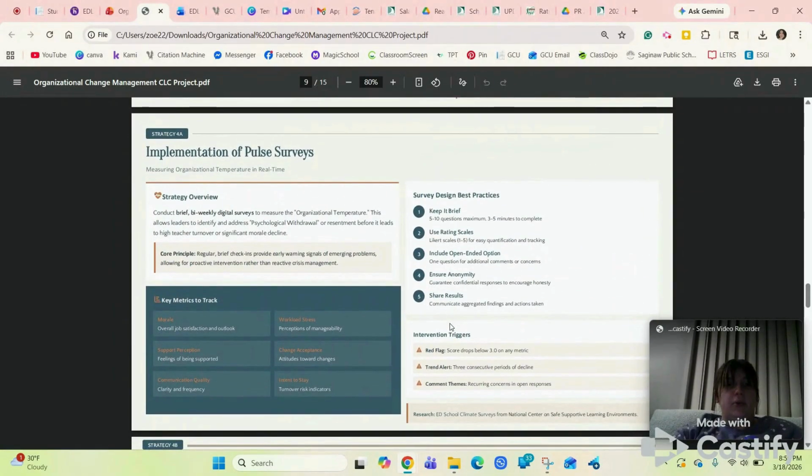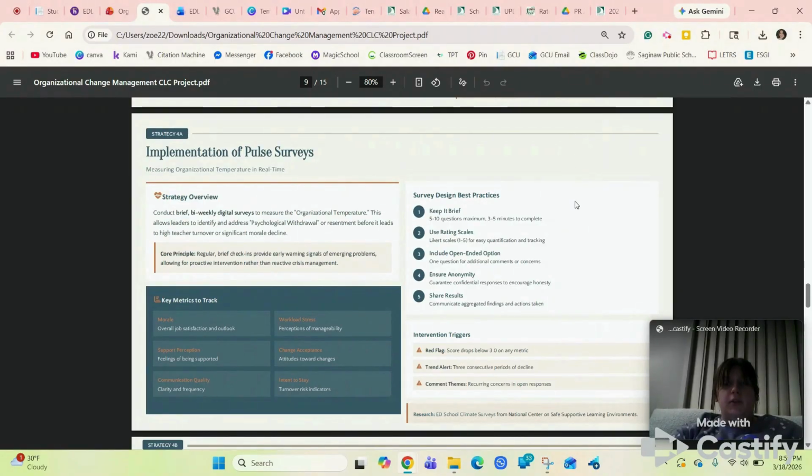Finally, the implementation of pulse surveys is our final resource for avoiding this teacher burnout and leaving of the profession. So, we are going to conduct brief bi-weekly digital surveys to measure the organizational temperature within our district. What this means is we are going to identify and address the psychological withdrawal or resentment toward different parts of their tasks before it leads to higher teacher turnover or a significant morale decline.